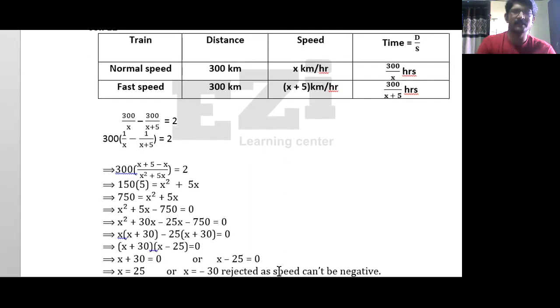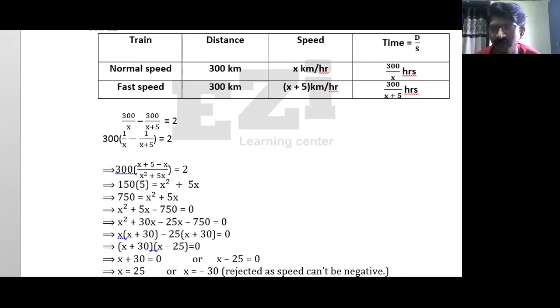The next part, if x minus 25 is 0, that means x is 25, or if x plus 30 is equal to 0, that means x is negative 30. Now, can speed be negative? Negative 30 kilometer per hour? No, not possible. So we'll have to write it as rejected. I hope you understood why we are writing this rejected. As speed cannot be negative. So guys, remember that whenever you reject a particular value, you will have to write the reason, because reason carries marks.